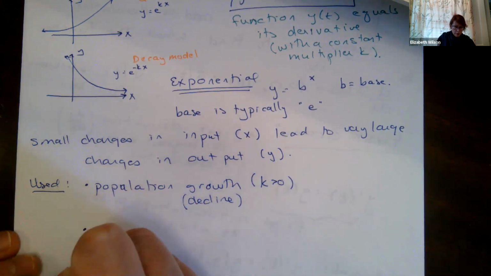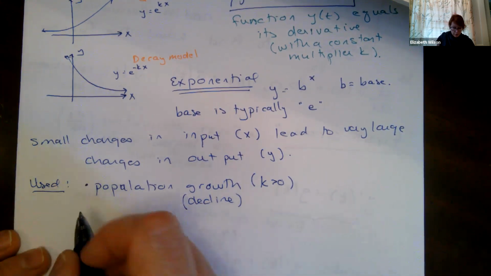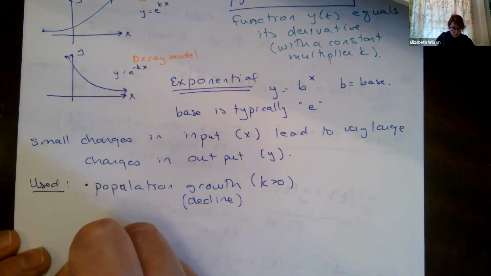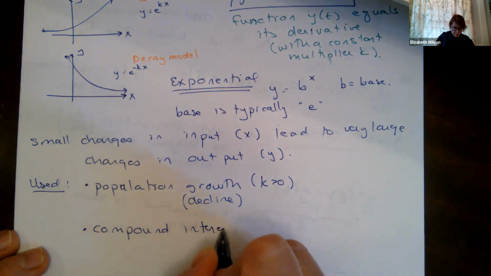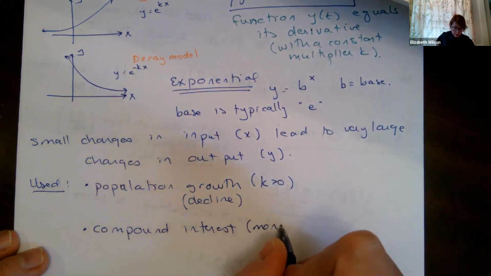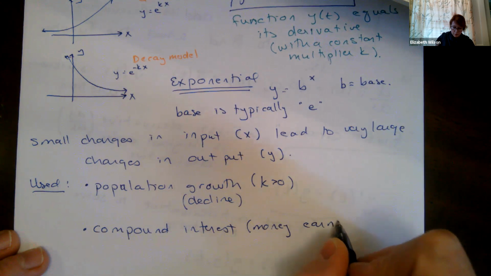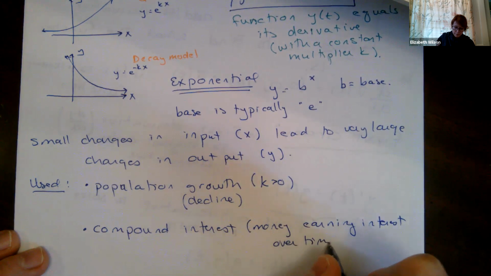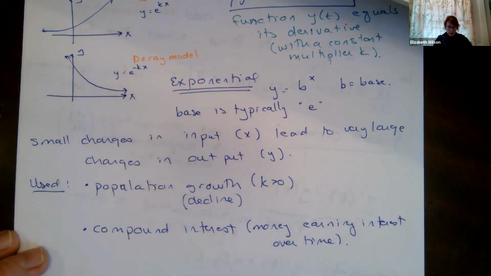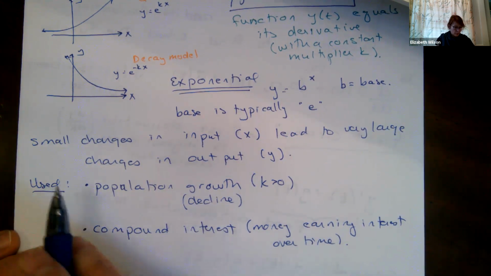I can use it to talk about compound interest, like on a bank, right? I put money in a bank and I gain interest on it. So this is compound interest, money earning interest over time. Okay, that's an exponential model. Depending on your rate of compounding and whether I compound it quarterly, daily, annually, whatever, my equation is going to change. So compound interest is a growth or decay model.